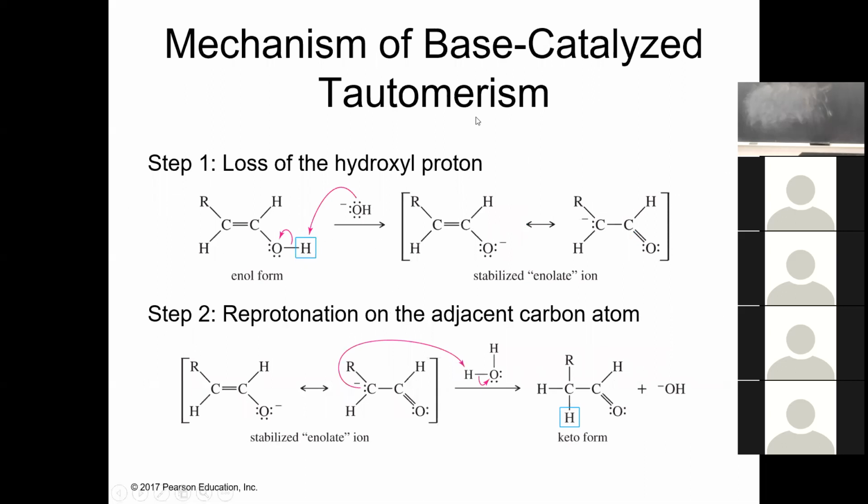This is base-catalyzed tautomerization. This is how that works. Hydroxide deprotonates the enol. The enol is pretty acidic. We get this enolate ion. The anion then grabs a hydrogen from water. We get the aldehyde.